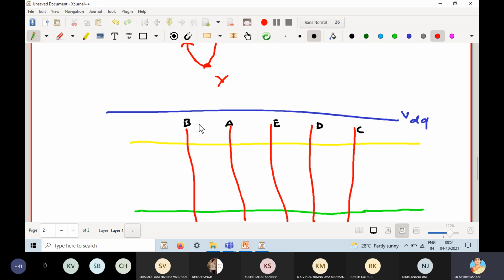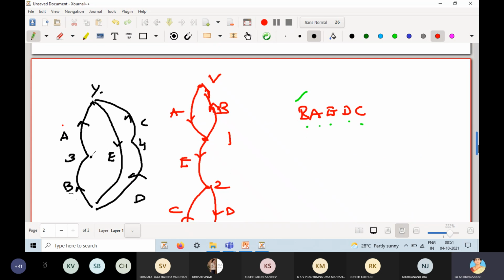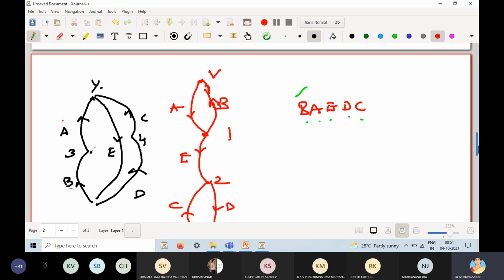Where is node V? At the junction of A and B, yes or no? So here. Are you getting my point? This area is the junction of A and B. It's a combination of A and B. Next, where is node 1? Node 1 is also at the junction of A and B.